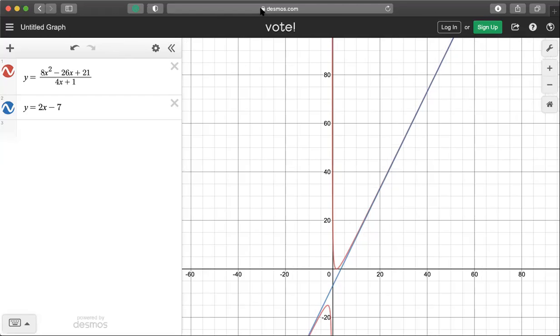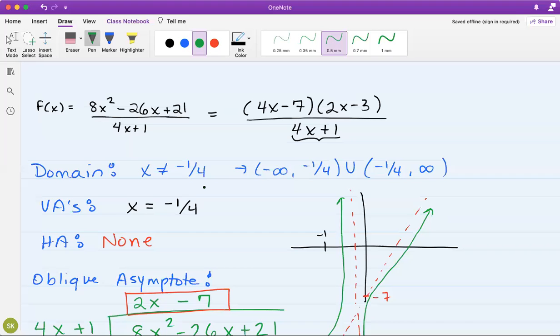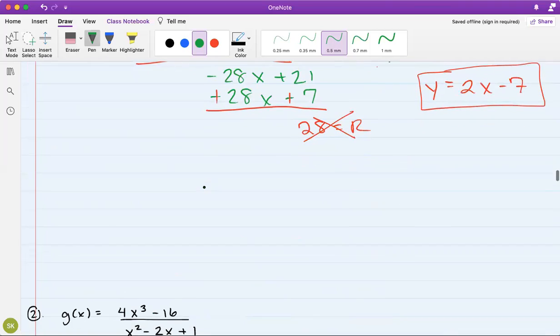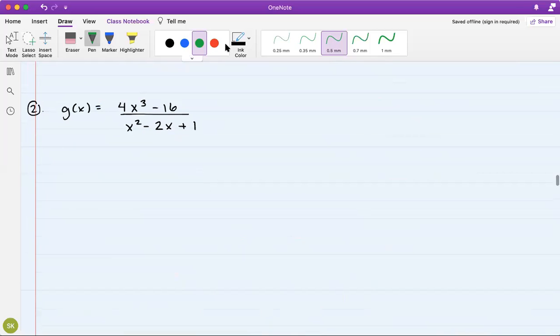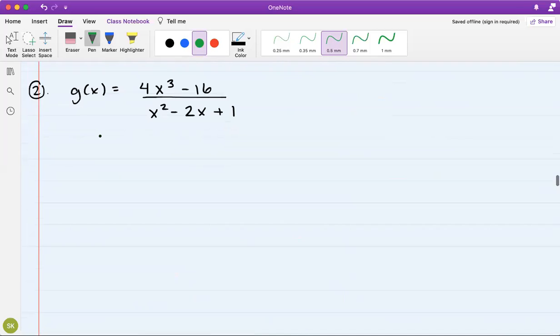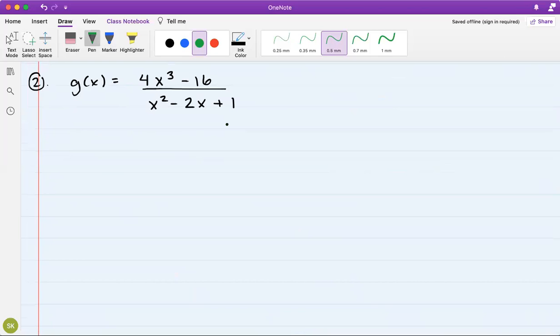Okay, let's switch back. So we're going to go back to our OneNote here. Let's try another problem. So let's zoom in a little bit. So here I have g of x is 4x cubed minus 16 divided by x squared minus 2x plus 1. Let's find the domain, the vertical asymptotes, the horizontal asymptotes, and the oblique asymptotes. So let's start with the domain, then vertical asymptotes, horizontal asymptotes, and oblique asymptotes.